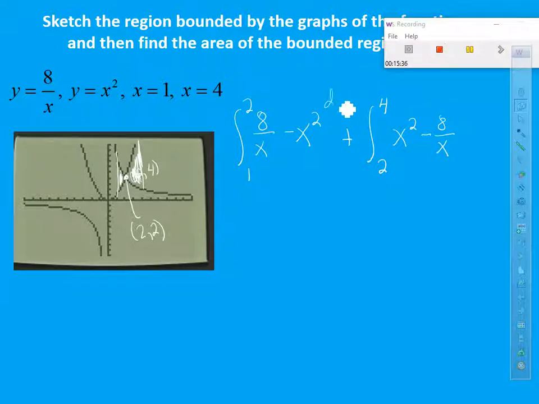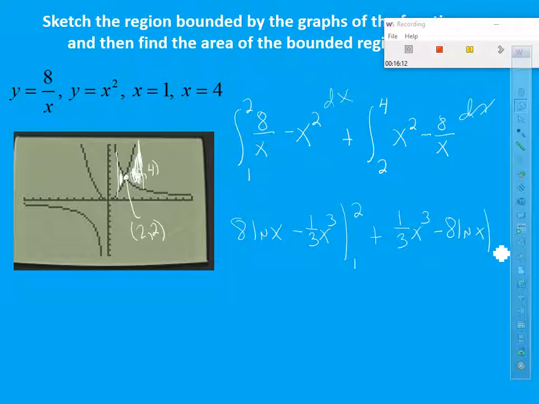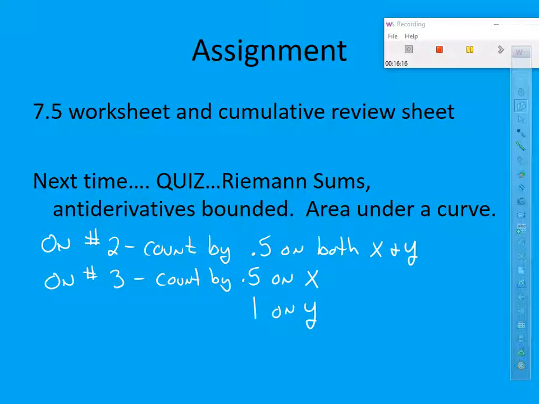And then technically, guys, there's little dx's behind here. It's not going to affect our ending answer. But now here goes. The antiderivative of 8 over x. Hopefully you recognize that. That's going to be a natural log. So I'm going to have 8 natural log of x minus 1/3 x cubed. And we'll evaluate that from 1 to 2 plus 1/3 x cubed minus 8 natural log of x, and we will evaluate that from 2 to 4.